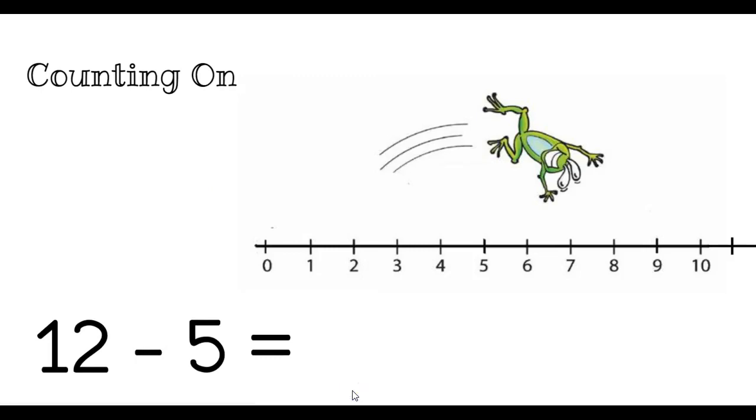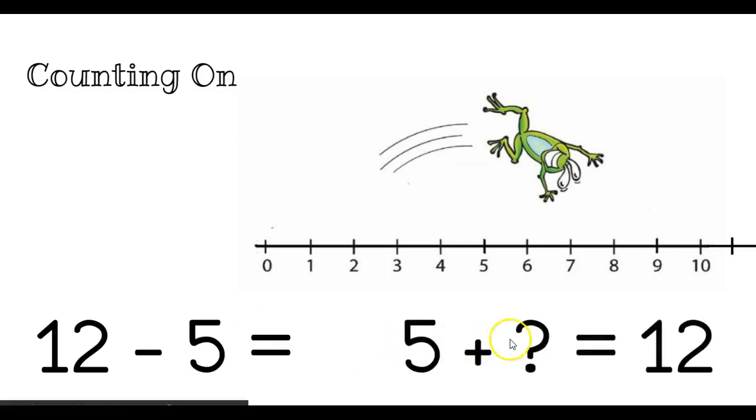Now for our next strategy, we're actually counting on. So in this case, 12 minus 5, your second grader may not start at 12. They may know that in order to find 12 minus 5, that means 5 plus something equals 12. And so in this case, they start at the 5, right? So they'll start at the 5, and then they'll count on until they get to 12. And then again, they get 1, 2, 3, 4, 5, 6, 7. So 7 is our mystery number.